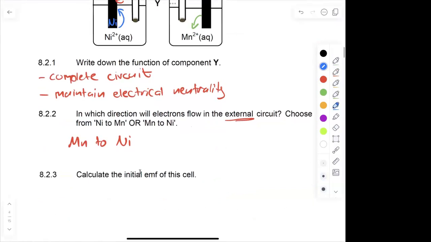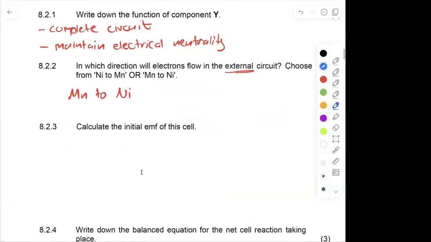Then it says calculate the initial EMF of the cell. That's quite easy. Remember what we said. We know the calculation for this is going to be E cell equals the E naught for, you can write cathode minus anode, you can write reduction minus oxidation, up to you. Sorry, up to you. So reduction minus my E for oxidation. And then we said which one is reduction, which one is oxidation.